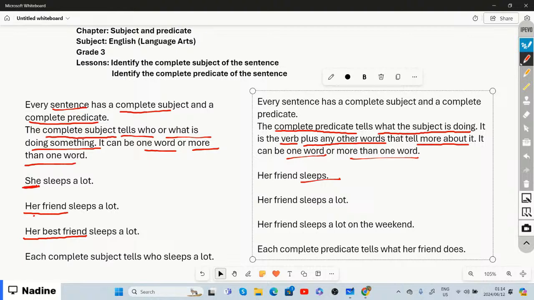And then the second one says, her friend sleeps a lot. If we were to identify the predicate within that sentence and basically identify what the subject is doing, then we can say her friend sleeps a lot, which means that sleeps a lot is our predicate, which means that it is now more than one word. That tells us what the subject is doing.